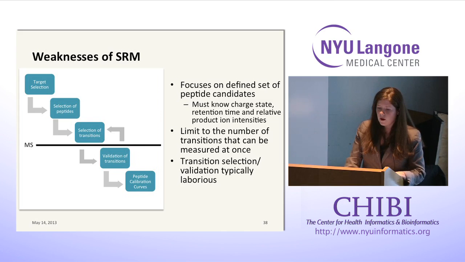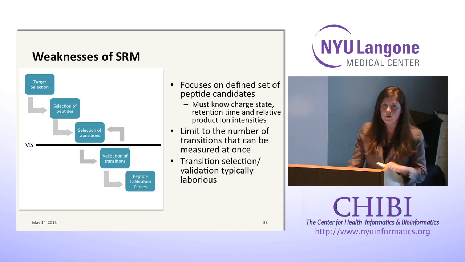And then also you have to select your transitions, and you're limited in the number of transitions that you can measure. So you have to also be careful what transitions you select. And then you validate these transitions, and you sort of cycle through this, which can be really laborious and time-consuming and can be a bottleneck within the method. Following this, when you find good transitions that you can use to quantify, then you do your calibration curves, and you can actually find the level of peptide within your sample.